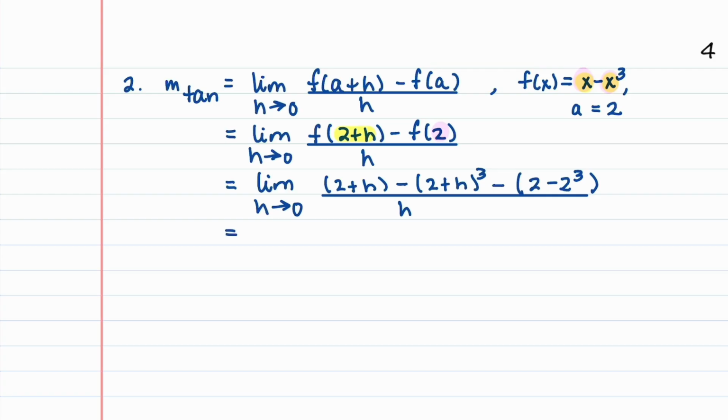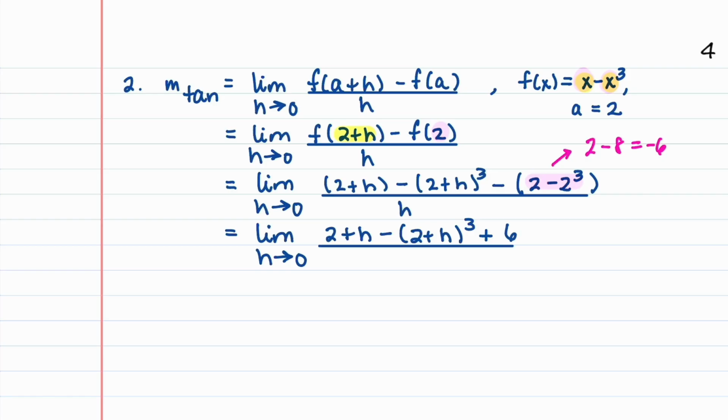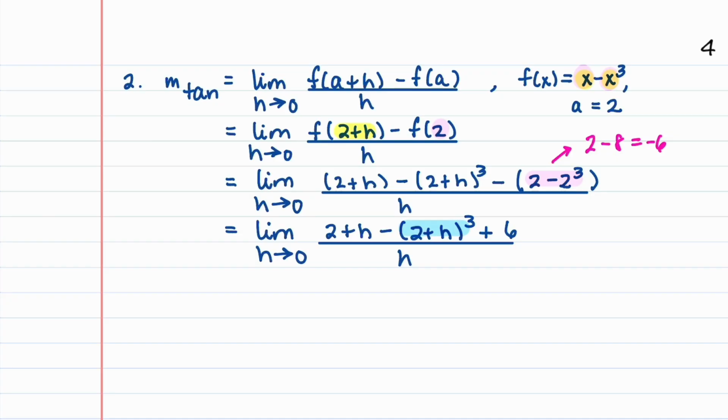Let's simplify our numerator. This is the limit as h goes to 0. We have 2 plus h minus 2 plus h quantity cubed minus, let's see what this is. This is 2 minus 8, which is minus 6. So we actually have minus a negative 6, so this is plus 6. And we still have h in our denominator. The hard part of using this formula now is we have to calculate this cubic.